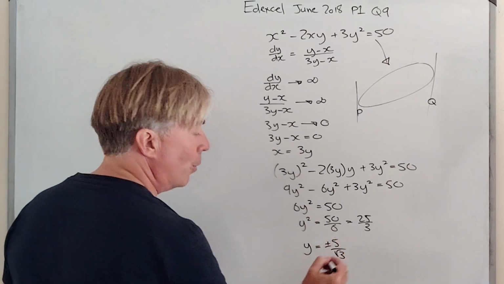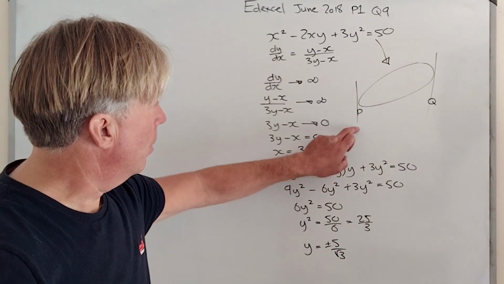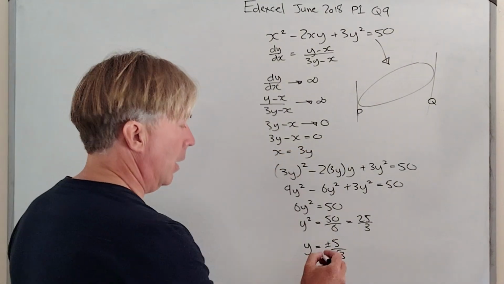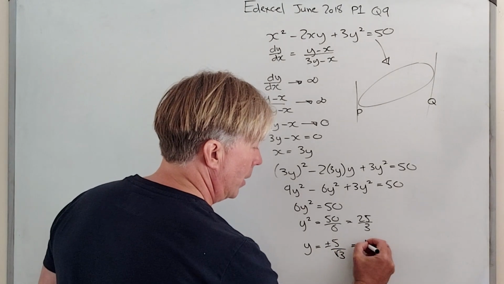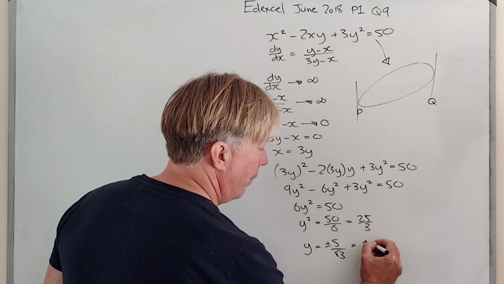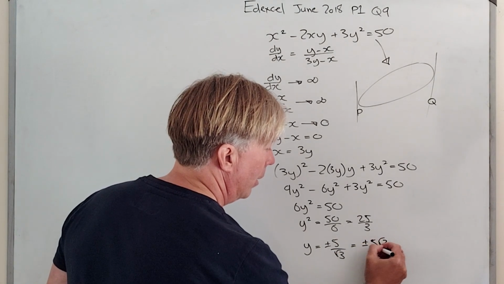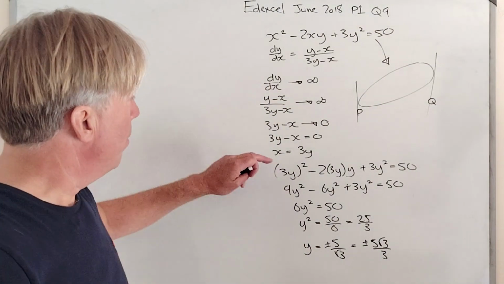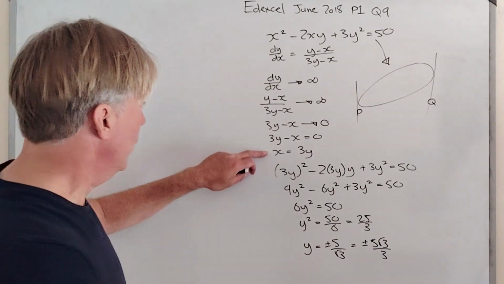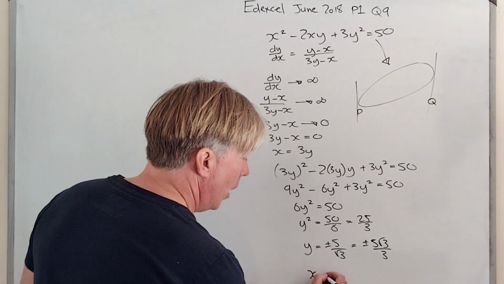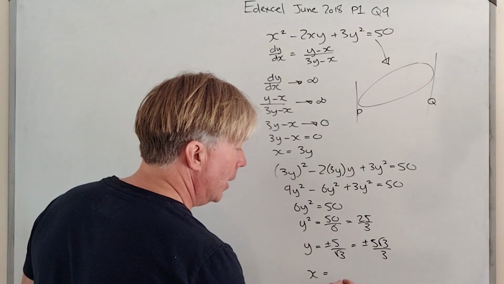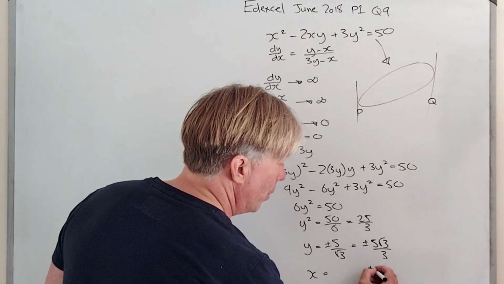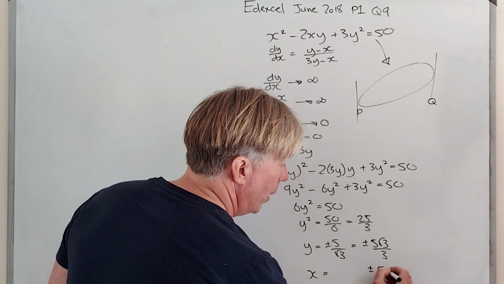Remember that's positive or negative, so there's our 2 values, one here and one here. I'm going to tidy that up a little bit, and it's going to be plus or minus 5 root 3 upon 3. Okay, so there's our y value, and we've got a really basic relationship between x and y. Our x values are simply 3 times this, so therefore we've got plus or minus 5 root 3.